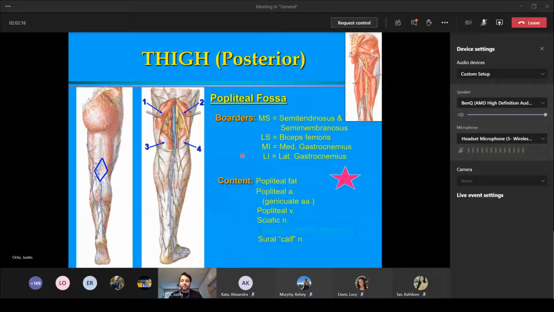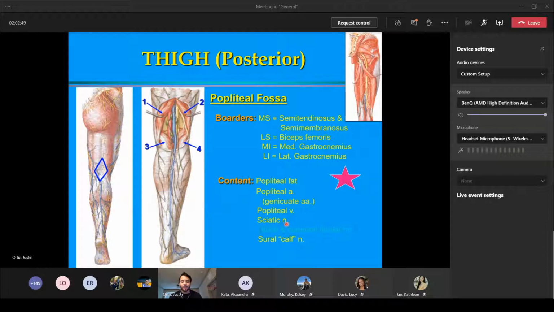For example, if you know that the semitendinosus and semimembranosus are going to be on the medial side, you just have to know that they're superior, right? The popliteal fossa is just that little posterior portion behind your knee. So I would note all these borders: the biceps femoris is the lateral superior, and the middle inferior and lateral inferior will be the medial and lateral heads of the gastrocnemius, which would be located right here. I would 100% note these in regards to their borders.